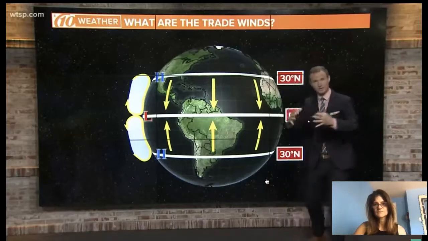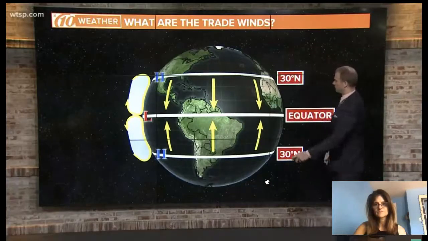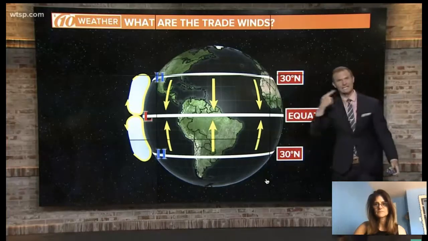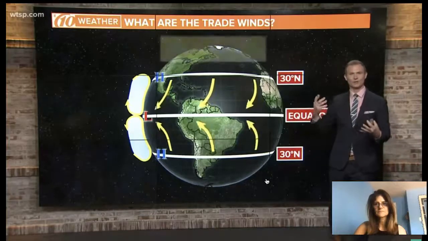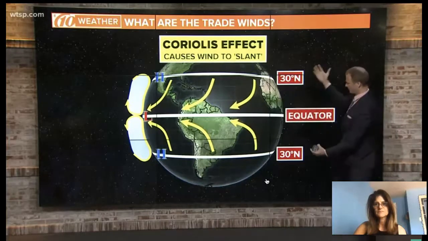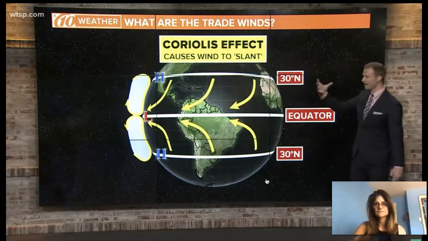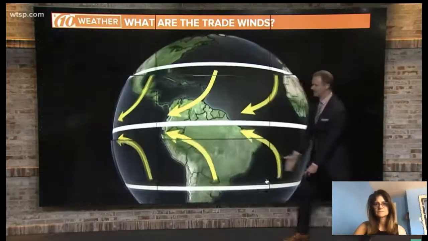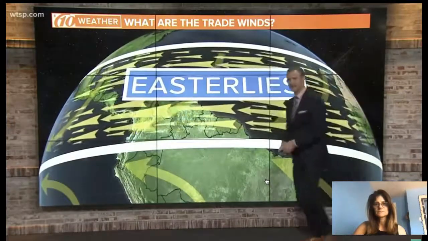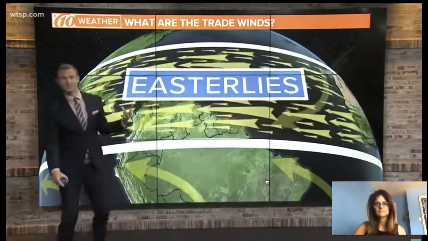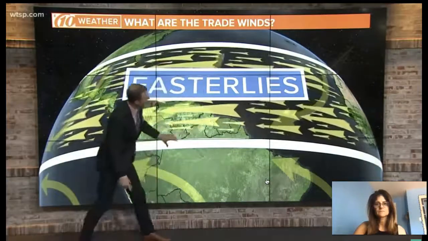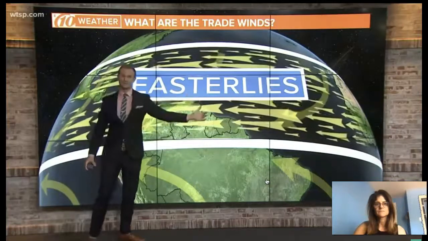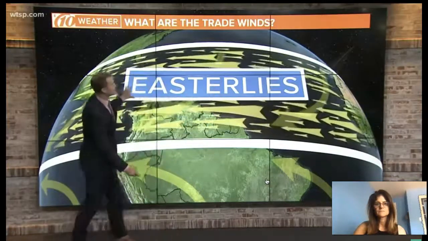At the equator, there's a constant area of low pressure. And so you have these winds blowing from high to low, but because the Earth spins on its axis, the Coriolis force forms, or the Coriolis effect, and that causes this apparent force for those winds to slant. In the northern hemisphere, they curve to the right. In the southern hemisphere, they curve to the left, and that's what creates those easterly winds from 30 degrees north to the equator. You have the winds slanting to the west, and we call those the easterlies because the winds blow from east to west.